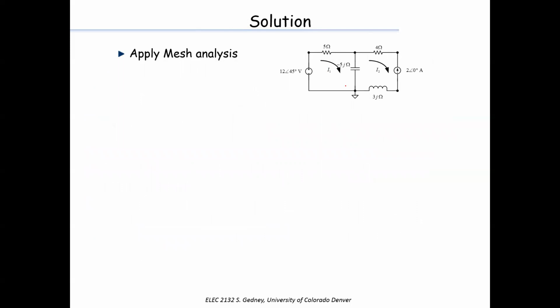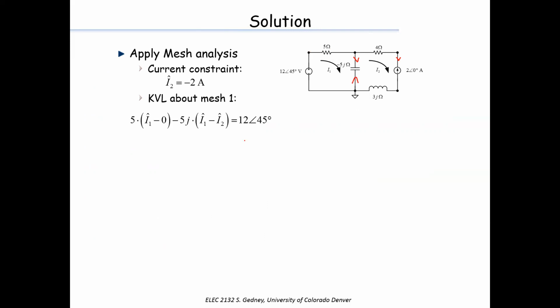So apply mesh analysis. Again, we have our current constraint. I2 is minus 2 amps. It says I2 is flowing down, my current's flowing up. I2 is minus 2 amps. Then I do KVL around mesh 1. So to KVL, I get a minus 12 angle 45 plus (I1 minus I2) times minus 5J ohms sums to 0. Put the voltage source on the right-hand side. So I get 5 I1 plus minus 5J times (I1 minus I2) equals 12 angle 45. Right. This gives my 2 equations for my 2 unknowns, so I can solve.